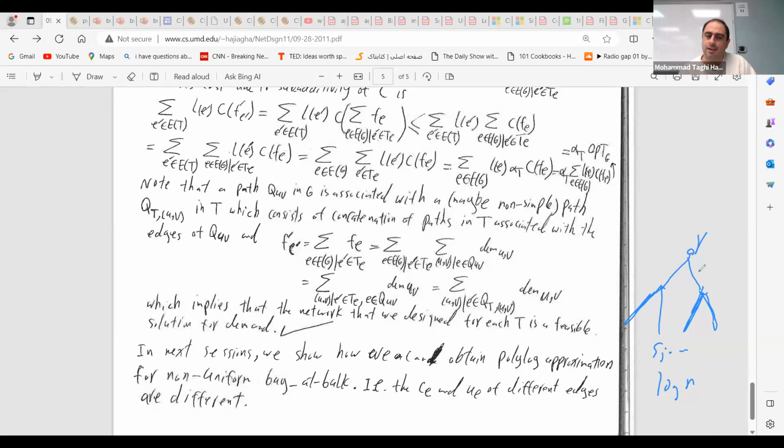For the non-uniform case, I don't want to just break it here. I will talk about it next session. So for now, we talked about the uniform case and the single source, which, as I mentioned, you can read. Then we will talk about non-uniform, and then we will continue after that with the cut problems, etc. Okay, so I stop here.